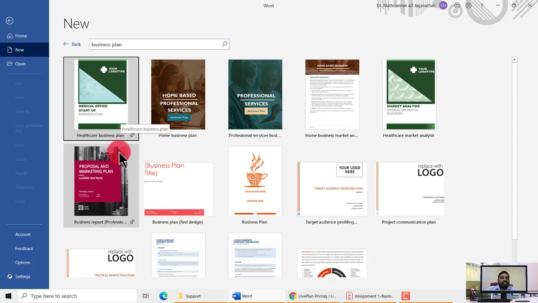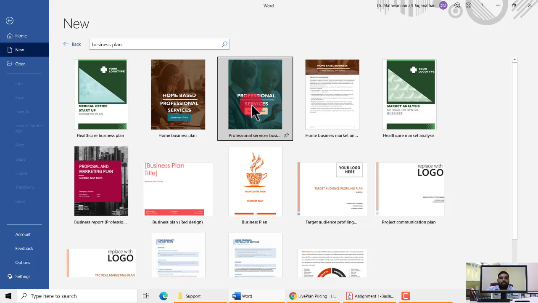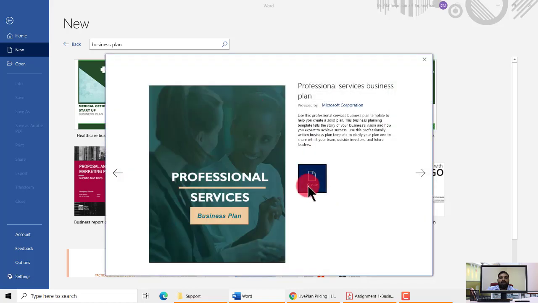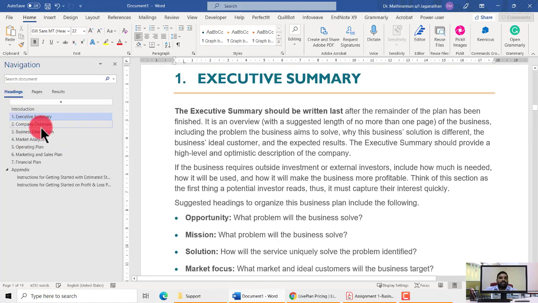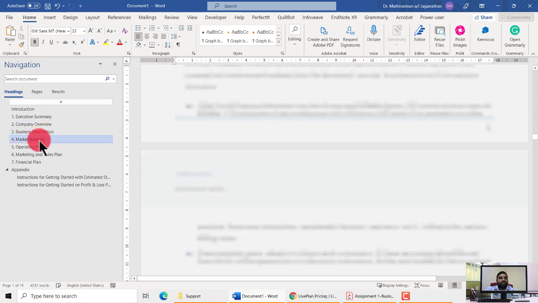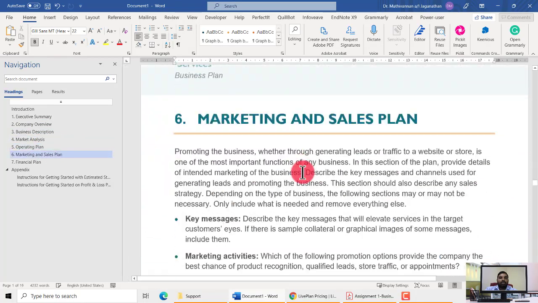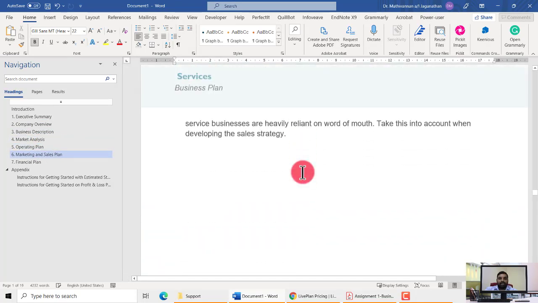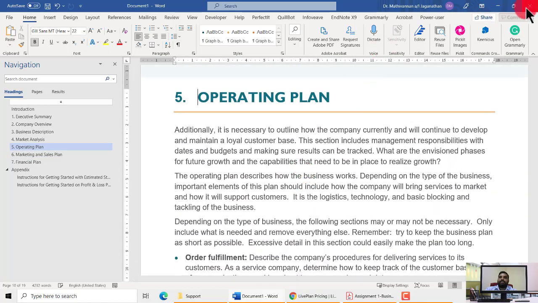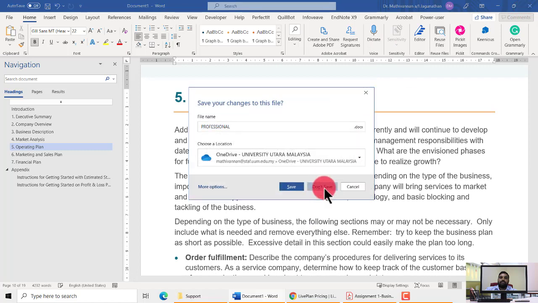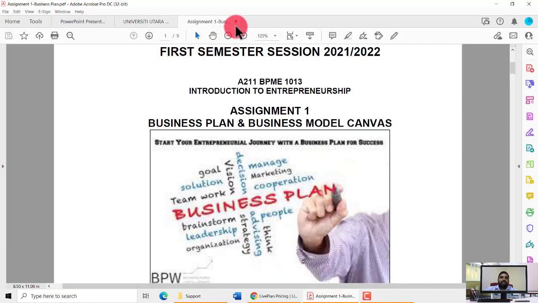You see, home business plan, healthcare business plan, professional service business plan. You just click, it will download. Then you can include your contents in this template and make it better. You see, executive summary, company overview, business description, market analysis, operating plan, then you include everything. But don't copy and paste here. It's just a template, you have to include your own content. That is basically about assignment one.